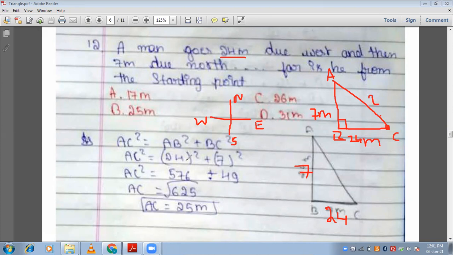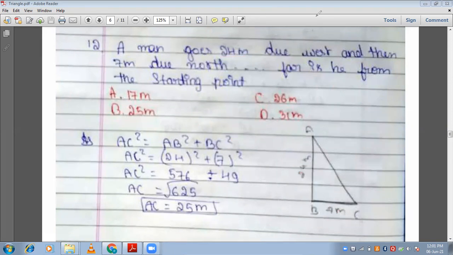So 24 square plus 7 square gives 625. When you simplify, you will get the AC length as 25 meter. So which option is right? 25. So option B is correct. Next sum, 13th sum.